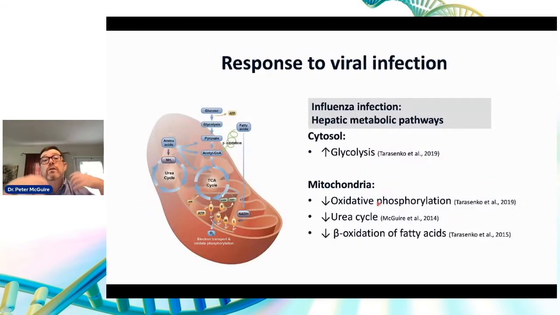Okay, so we've done a lot of studies on this and published a number of studies. What is the response to viral infection in different metabolic pathways? Glycolysis, which helps you burn sugar, as I showed you, increases when you have a viral infection or a simulated viral infection, so you're going to burn more sugar. In the mitochondria, things tend to go down. Oxidative phosphorylation, or the ability to extract energy from your food, goes down. The urea cycle, which is important for getting rid of ammonia, goes down, as well as fatty acid oxidation.